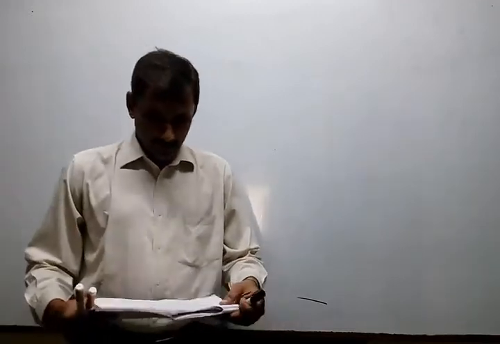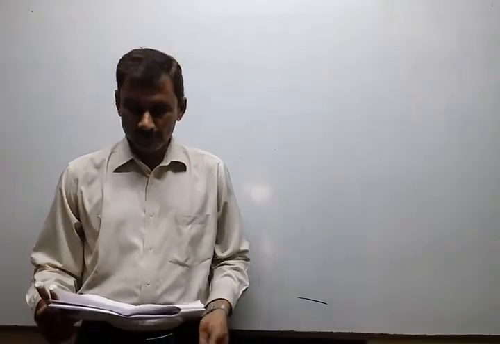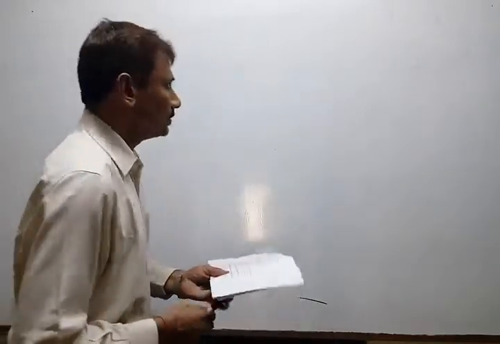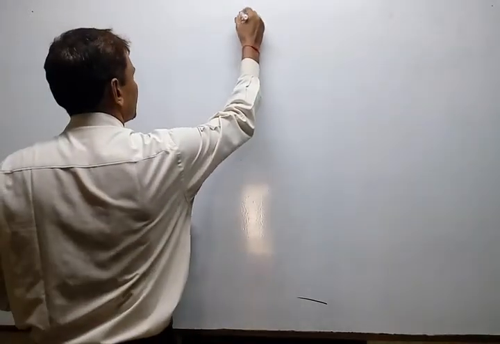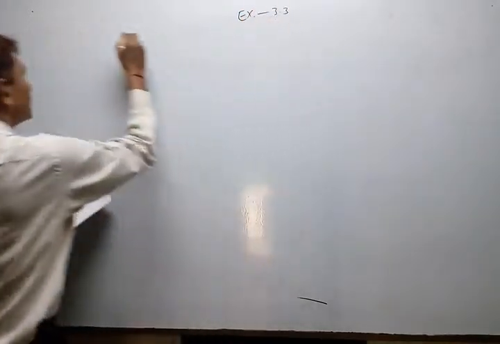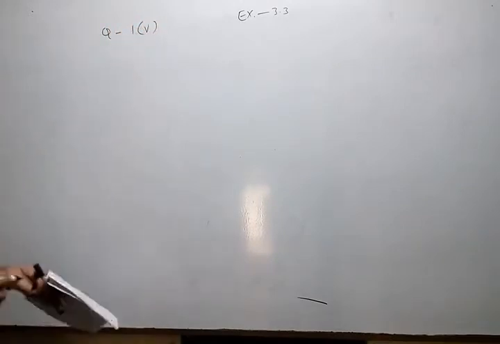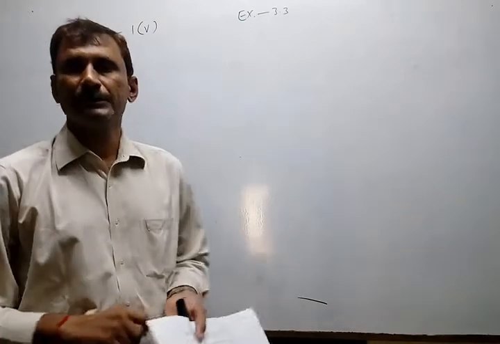As you know, yesterday we solved a few sums from exercise 3.3, for the substitution method for solving a pair of linear equations in two variables. We skipped a few sums in main question number 1. They are 3 and 5. So first look at exercise 3.3, question number 1, part 5. Then we will solve number 3.